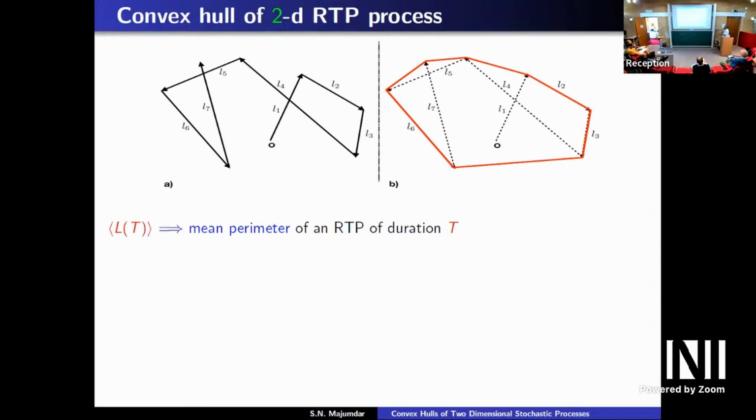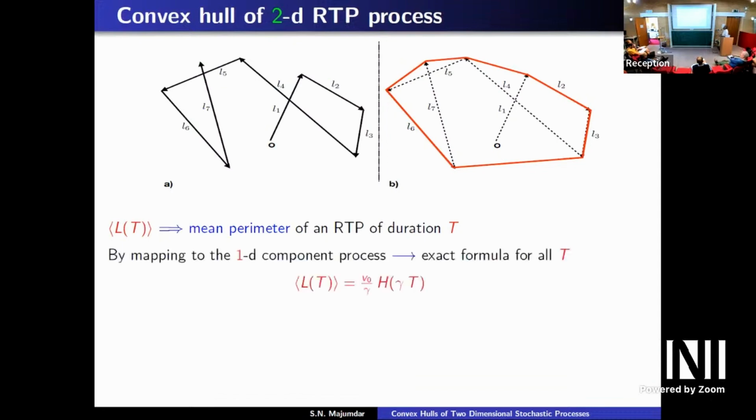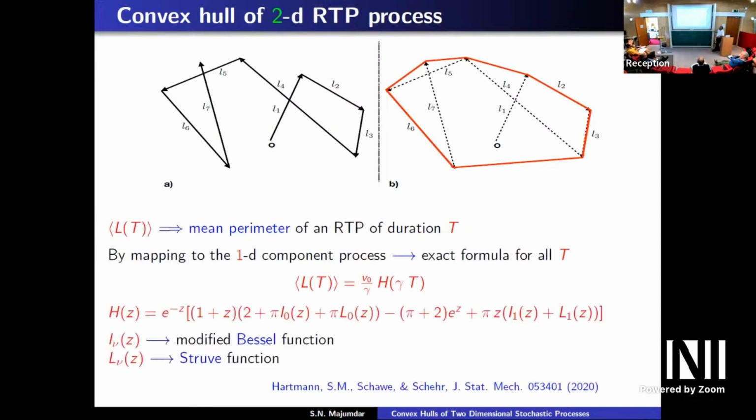So we want to calculate the perimeter, for example, of the RTP, the run-and-tumble particle, of duration T. And so we can again map to the one-dimensional component process, and I'm not showing you the details. And you can find an exact formula for this mean perimeter. So this is given by some scaling function of gamma T, dimensionless time. And this function H, you can write in terms of special functions, Bessel functions, whatever.